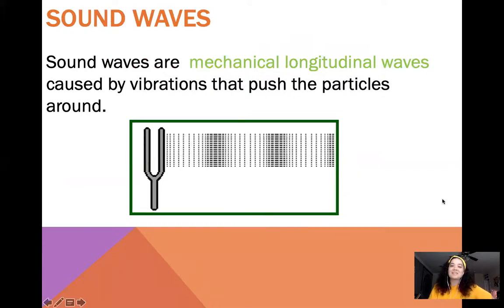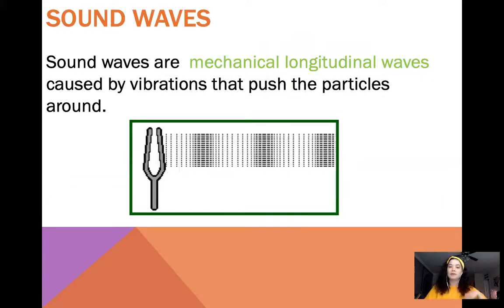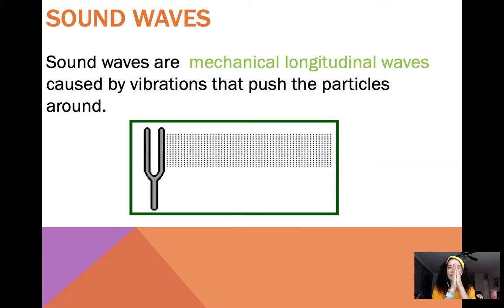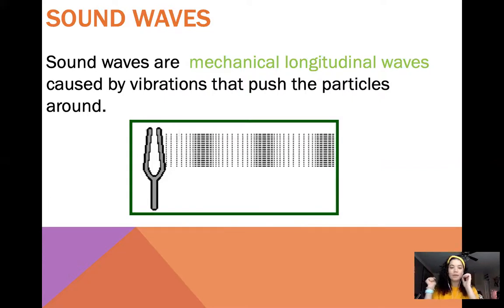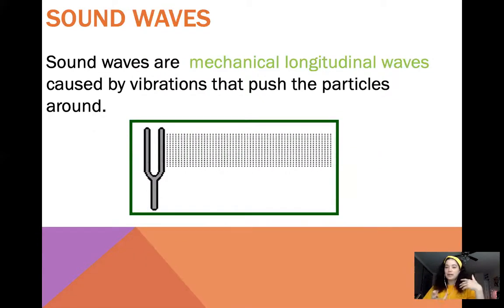So sound waves are mechanical longitudinal waves that are caused by vibrations that push particles around. So we can see here, remember it's longitudinal, so we've got these compressions and rarefactions. Compressions are when the particles are really close together, rarefactions as they kind of spread out. And the vibrations, typically we experience them through air, push air particles around, and that's how we get sound.